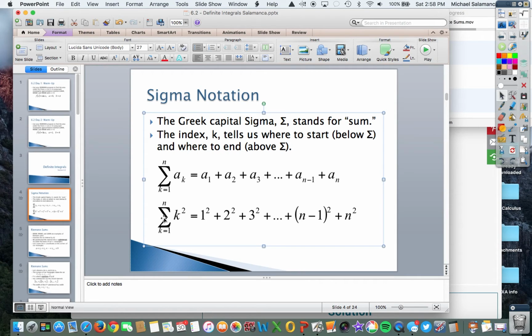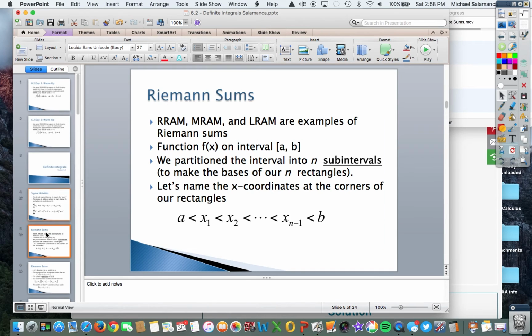If you look at the one below, this time we gave you k squared. Notice on the bottom of sigma it says 1. That's why we start at 1, so 1 squared plus 2 squared plus 3 squared plus 4 squared all the way up to n squared. Notice we're adding because it says the sum of. And so this is one thing you're going to be working on, fortunately not for too long because we have calculators.